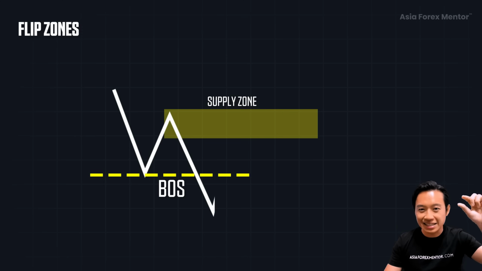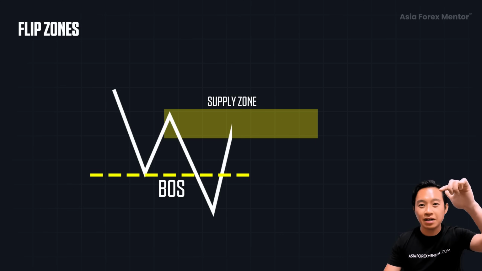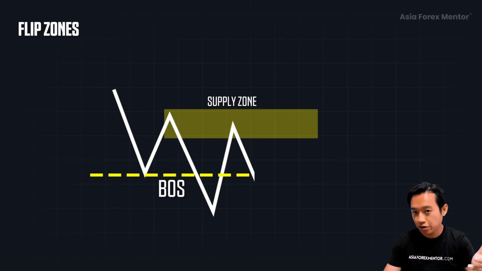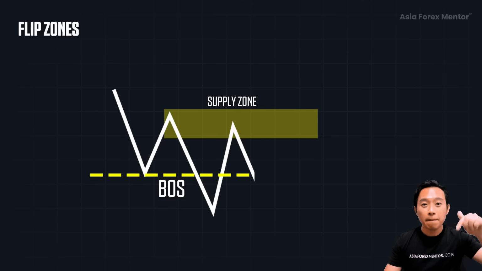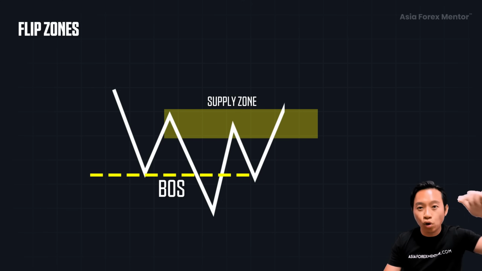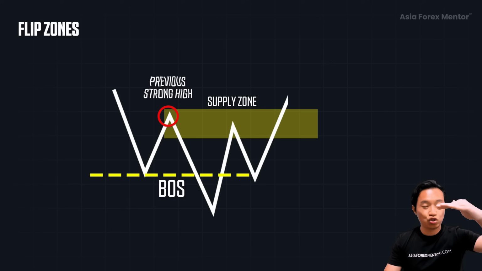So what happened next is that price then what? It pulls back up, it gets rejected from this supply zone and starts dropping down. Right? Good. So far so good, right? So still in a downtrend. And then what happened next is that price, instead of going all the way down, shoots back up, and breaks through the last strong high.